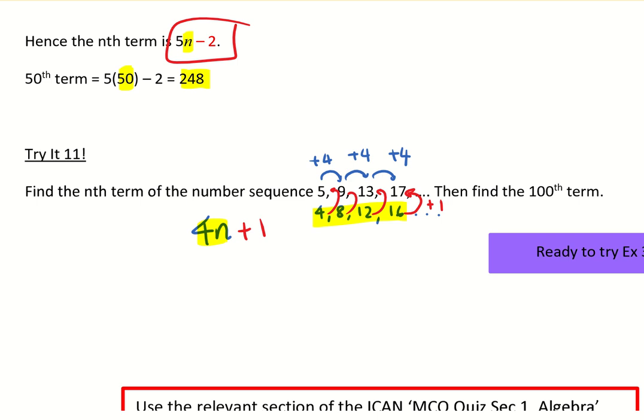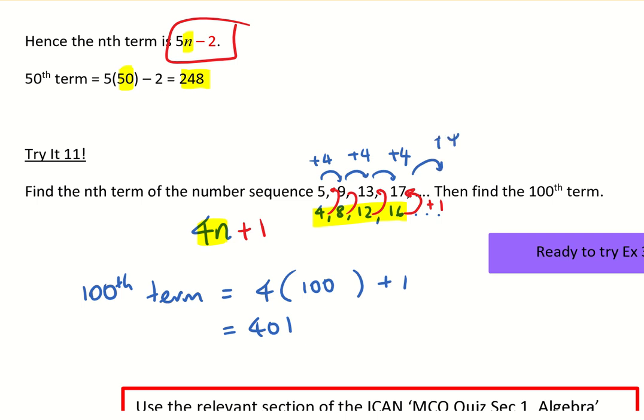In order to find the 100th term, the 100th term is 4 times 100 plus 1, we get 401. Rather than you trying to add plus 4 so many times to find the 100th term, we've got our formula here.